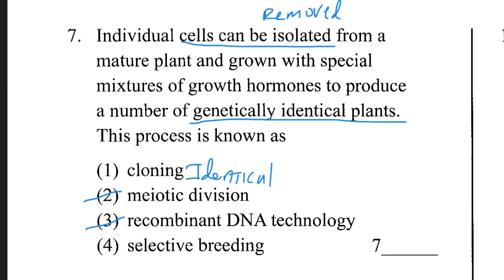Option 4, selective breeding. Again, that's when humans select desirable traits from individuals and have them reproduce to produce a genetically unique offspring that has favorable traits. So now I know that number 4 is not my answer. So numbers 2, 3, and 4 are all creating genetically unique individuals, while cloning is creating an identical individual from the parent. So my answer is number 1.